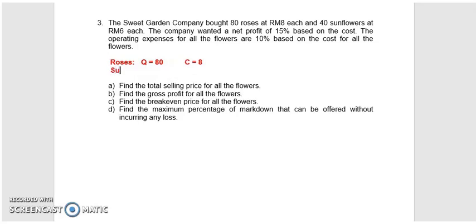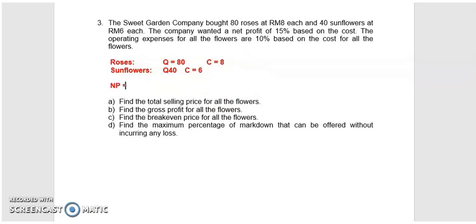Sunflowers, quantity is 40. Cost for sunflowers is 6 ringgit, C equal to 6. Okay. The company wanted a net profit of 15% based on cost. So net profit, P equal to 0.15 C.